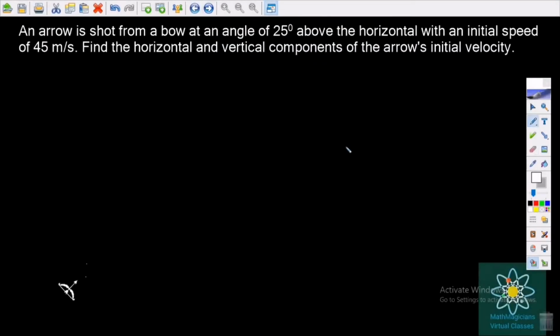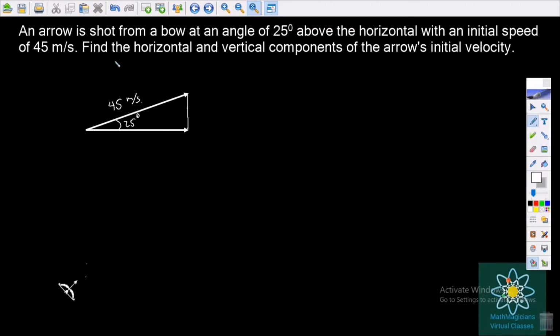First exercise says, an arrow is shot from a bow at an angle of 25 degrees above the horizontal with an initial speed of 45 meters per second. Okay, so first thing we're going to do is make our drawing. It says that the arrow is shot from the horizontal at an angle of 25 degrees. This is for better understanding. We have our drawing here. This is 45 meters per second, and the angle is 25 degrees.